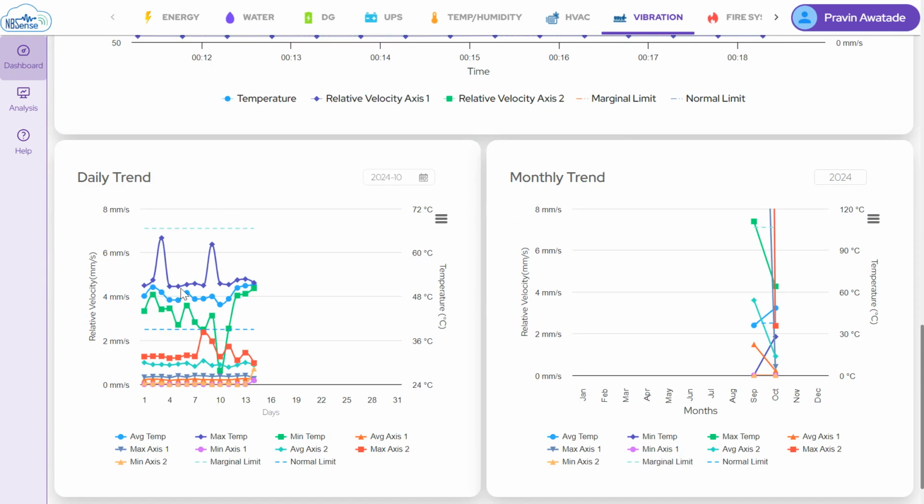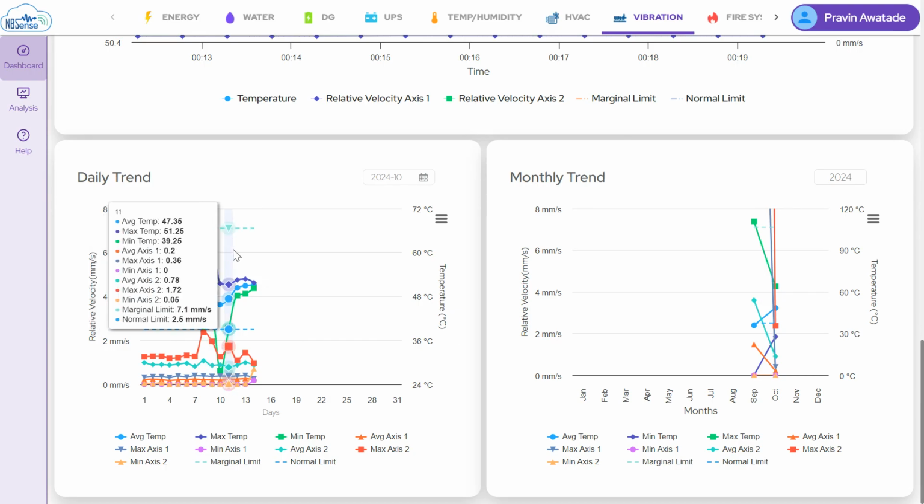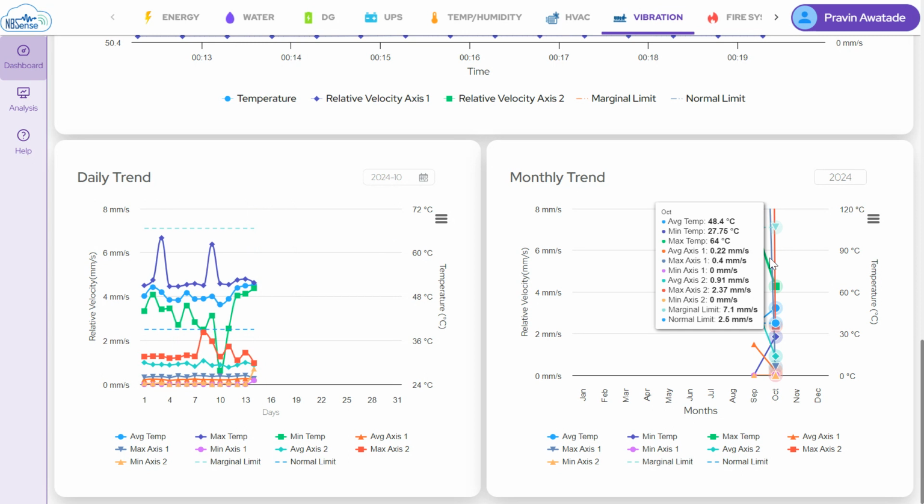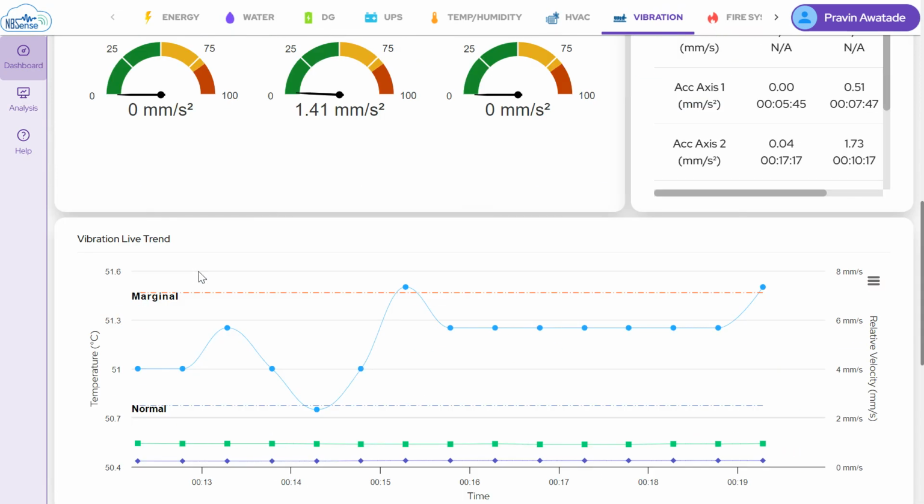So here is a daily trend. This is a monthly insight: in a month, for a particular day, what was the parameter, mean, max, average of temperature and vibrations, including the acceleration. So that we can see here. This is for a year: at what month, what was the mean, max, average value of that particular month. So these are the derived parameters.